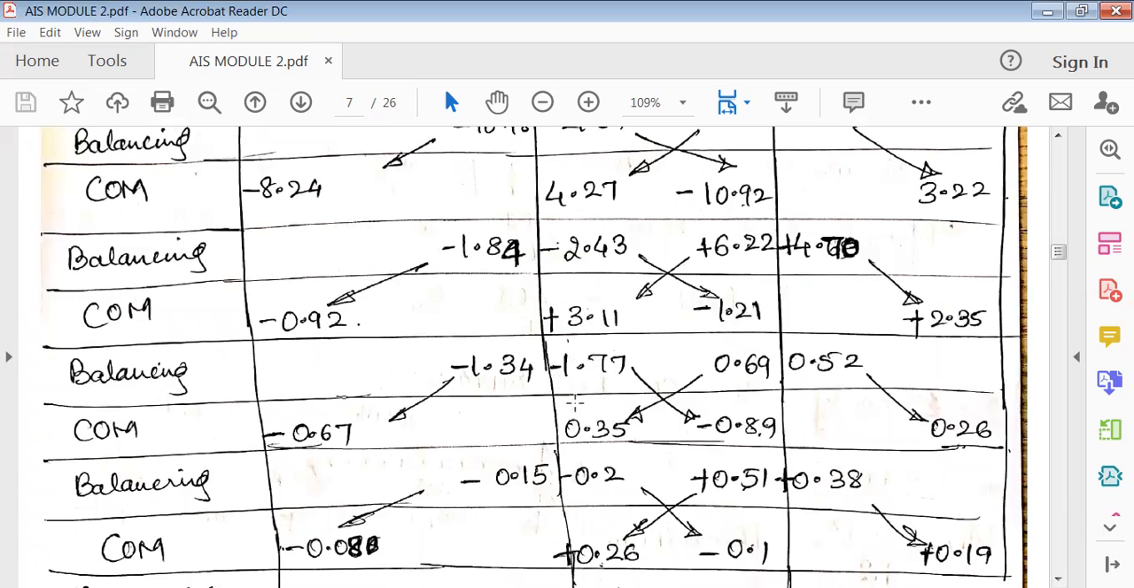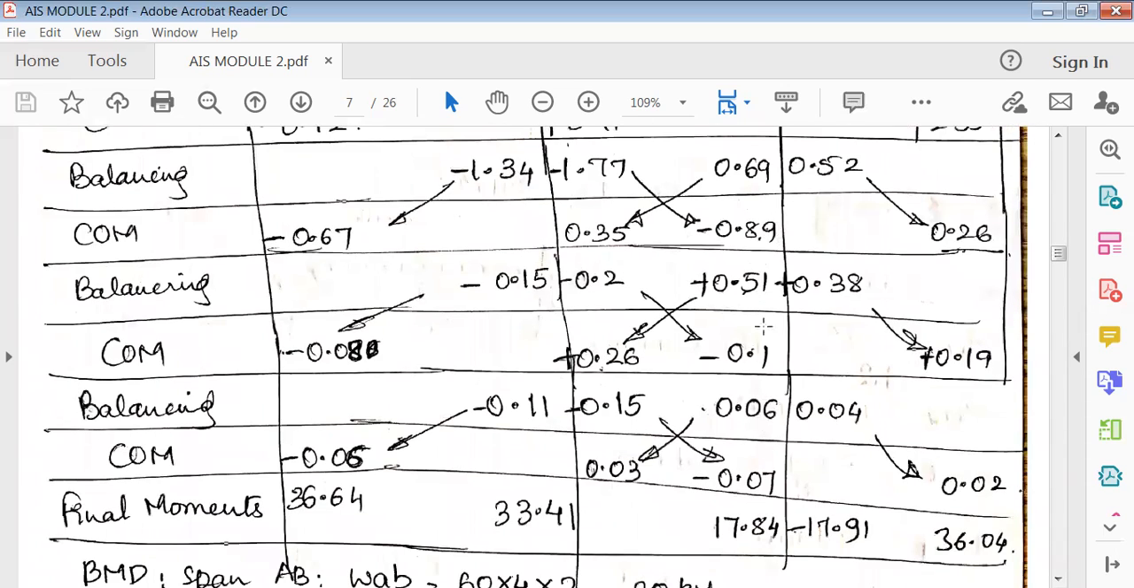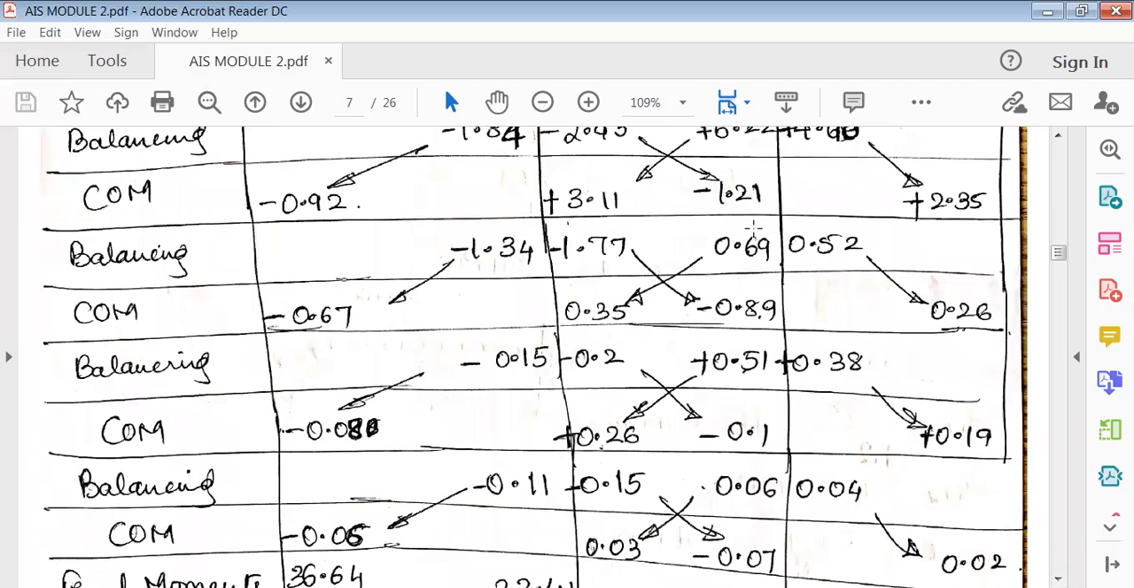Again 3.11 into 0.57 in this column. Next, again minus 1.21. Again change the sign, so it is plus and plus. So 1.21 into 0.57 is 0.69. Then 1.21 into 0.43 is 0.52.